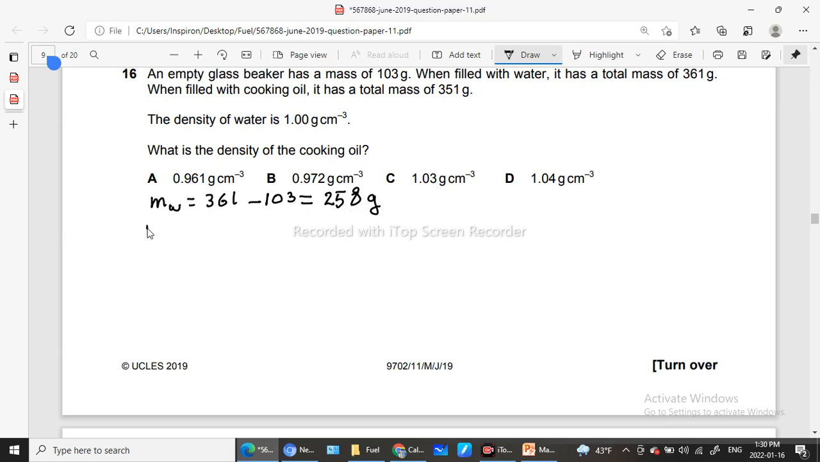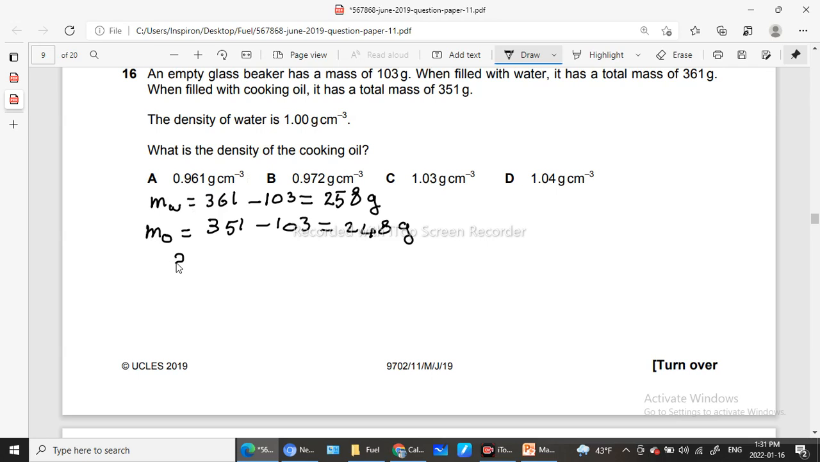The mass of oil equals 351 minus 103 equals 248 grams. Now to calculate the volume of the beaker, we calculate from the mass of the water and the density of water.